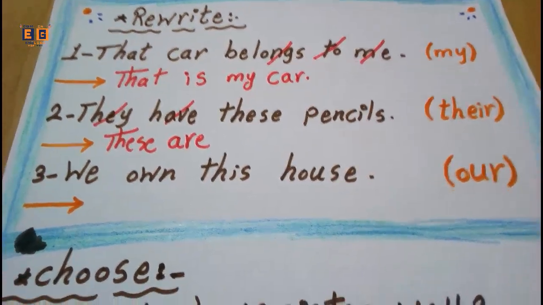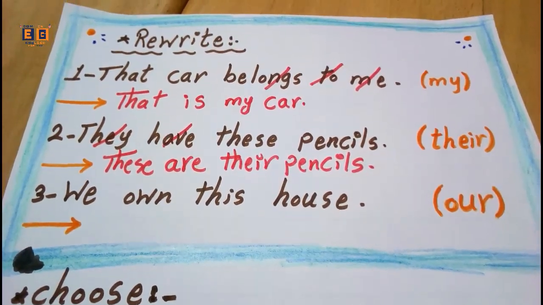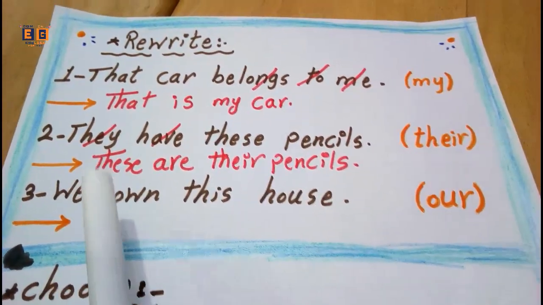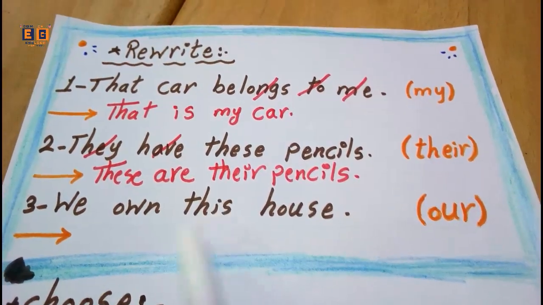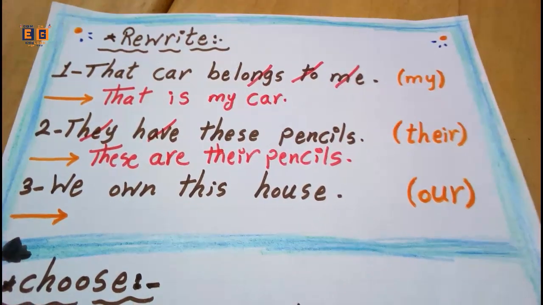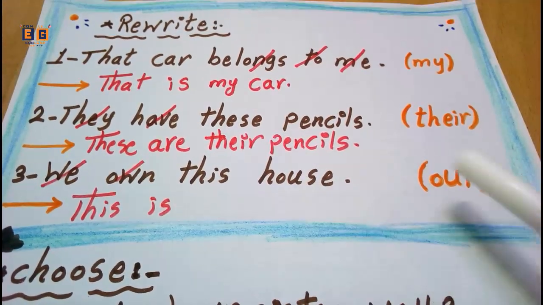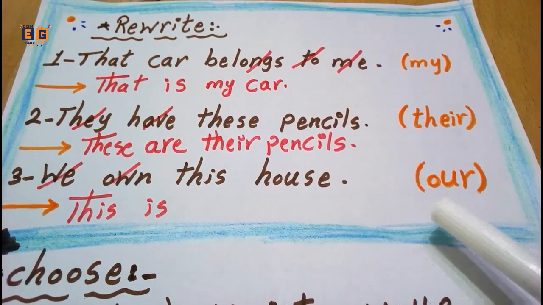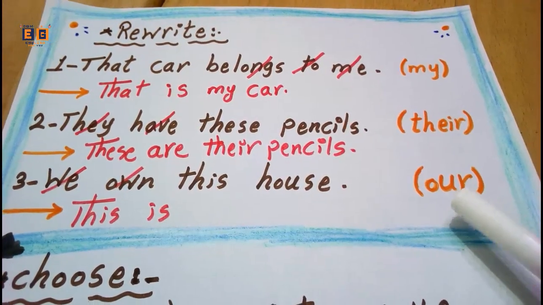Number 3. We own this house. Of course, as we know now, we remove we and own, and start with this, and then we write is. After that, we have the owned noun, house, and the possessive adjective, our. Of course, which one is first? It will be our. So this is our house.